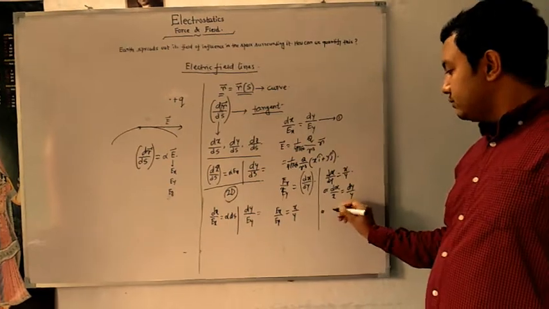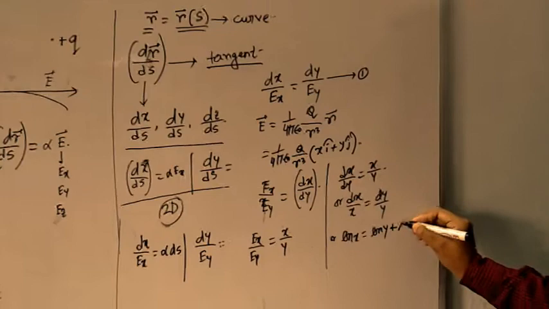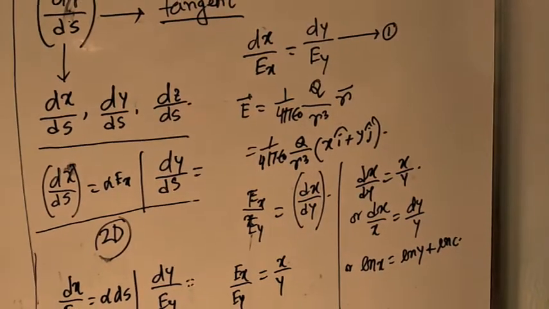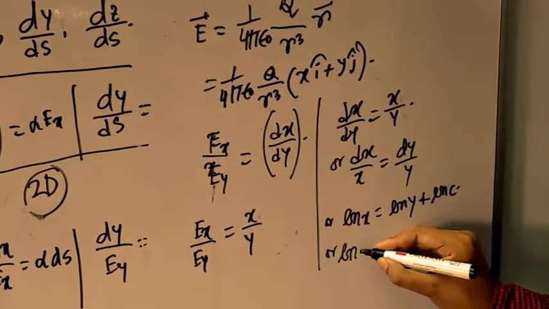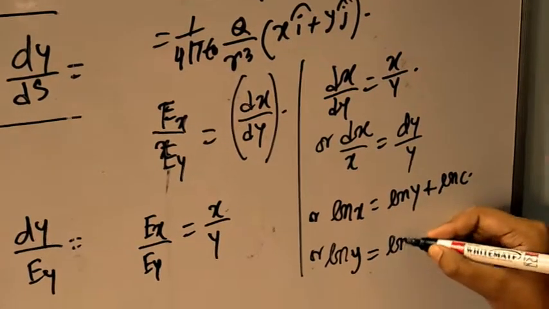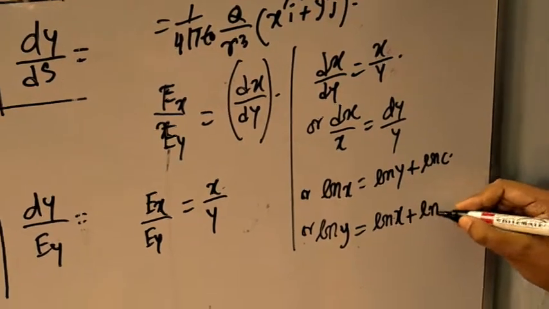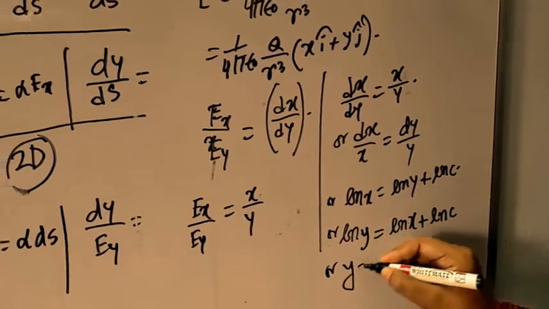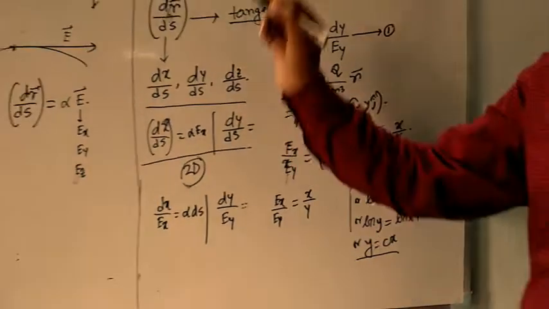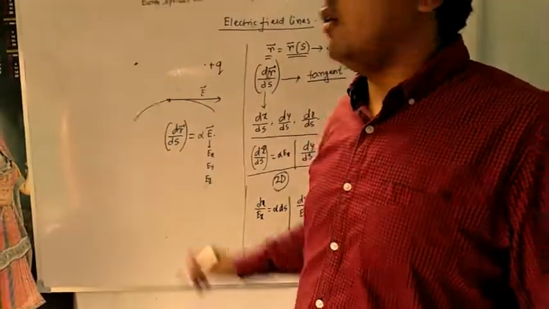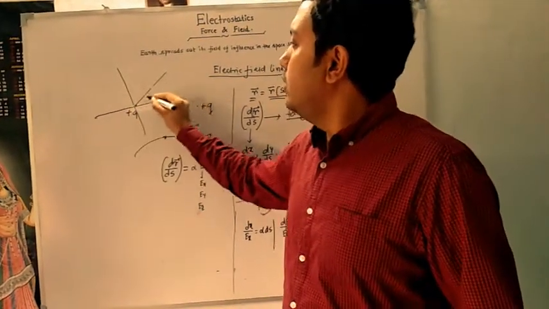Integrating, we get ln x is equal to ln y plus ln c. Or in a reverse manner, we can write ln y is equal to ln x plus ln c, or y is equal to cx. This is the equation of a straight line. Hence, we can represent the field line of a charged particle as a straight line passing through origin.